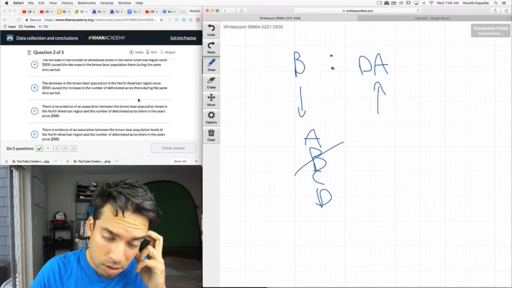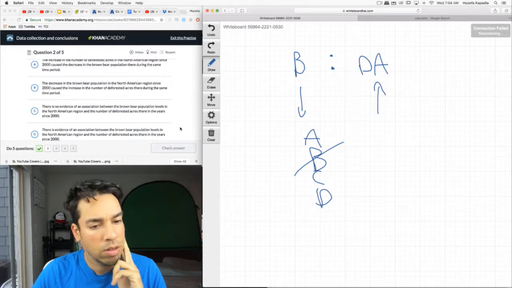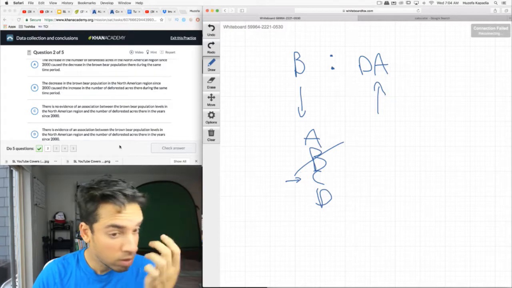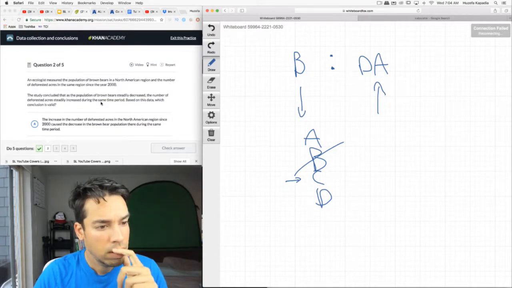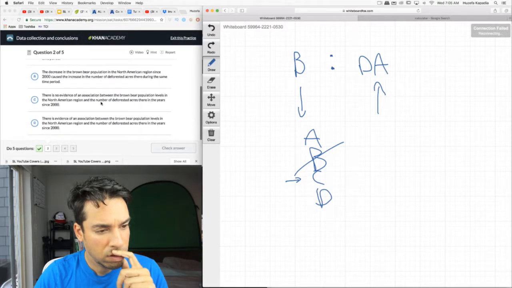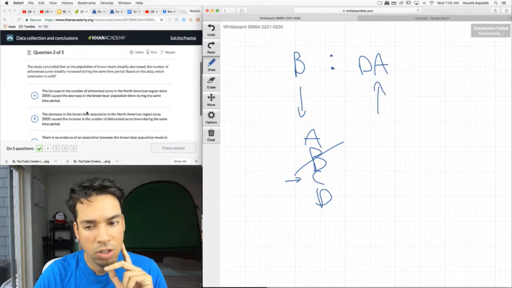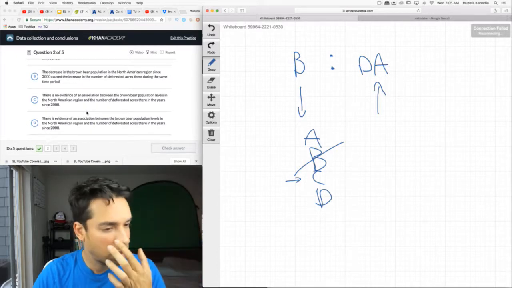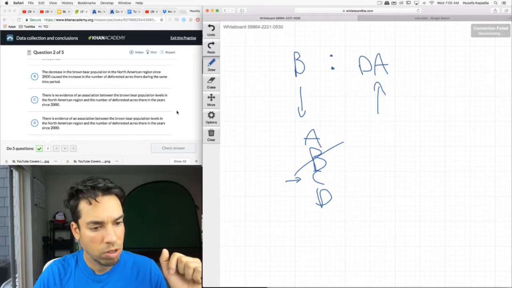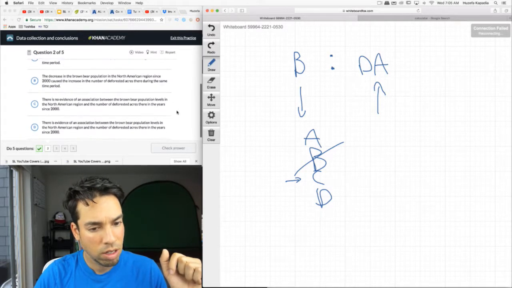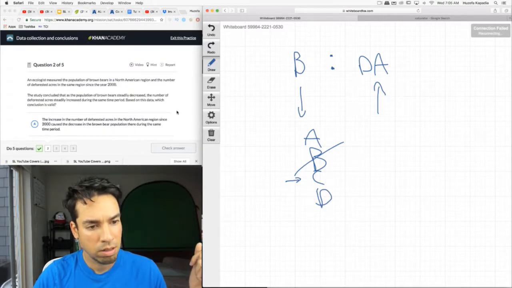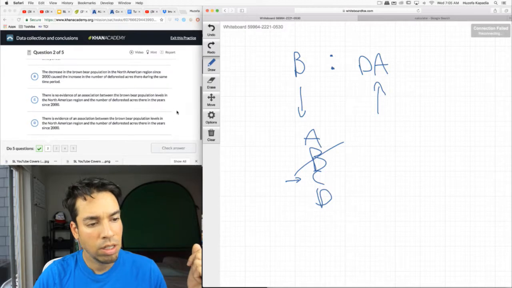There is no evidence of an association between the brown bear population levels and the number of deforested acres. I'm almost going to cancel this, because it sounds like there is some evidence. I mean, I feel like there just has to be an association. Maybe not given here. I don't know. Let me think. There is evidence of an association between the brown bear population levels in North American region and the number of deforested acres there in the years since 2000. That's probably the best, because it looks like there is an association.